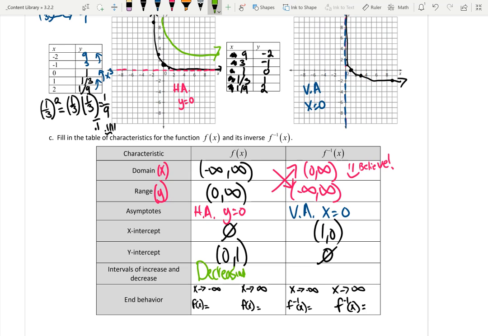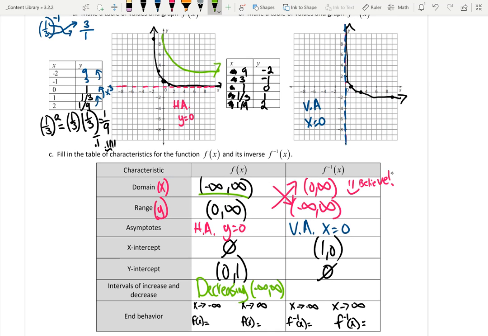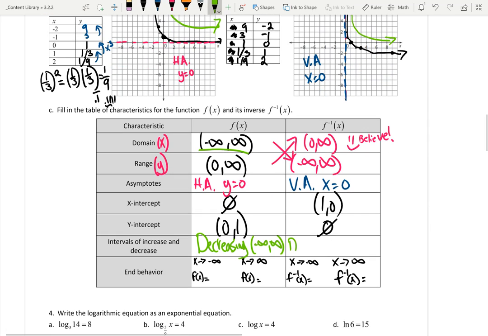So what is my domain? My domain is decreasing over -infinity to +infinity. Let's go ahead and look at the inverse. Well, my domain is starting from 0, and it is clearly decreasing the whole time. So it's going to be decreasing, but this time over 0 to infinity.